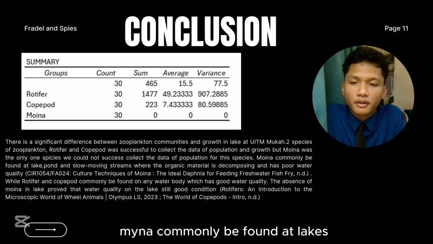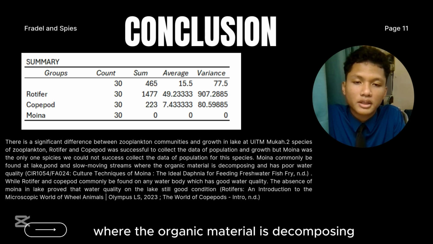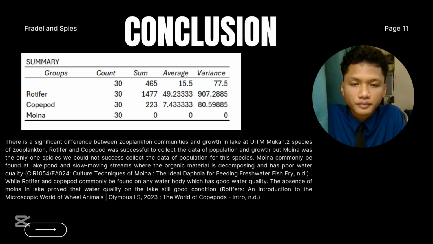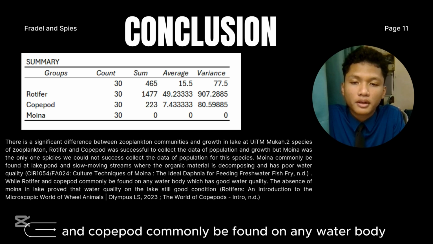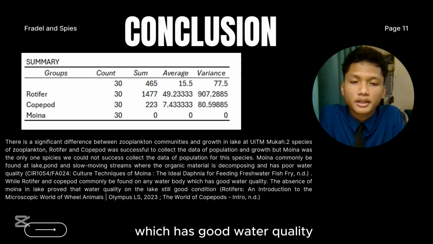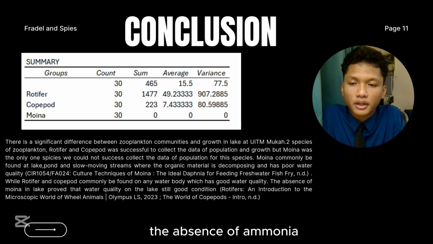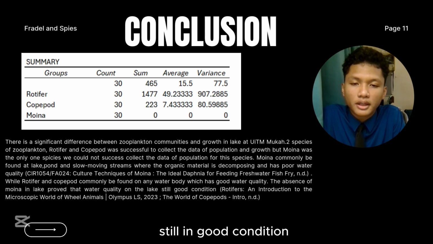Moina is commonly found in lakes, ponds, and slow-moving streams where organic material is decomposing and water quality is poor. While rotifer and copepod are commonly found in any water body which has good water quality. The absence of Moina in the lake proves that the water quality of the lake is still in good condition.